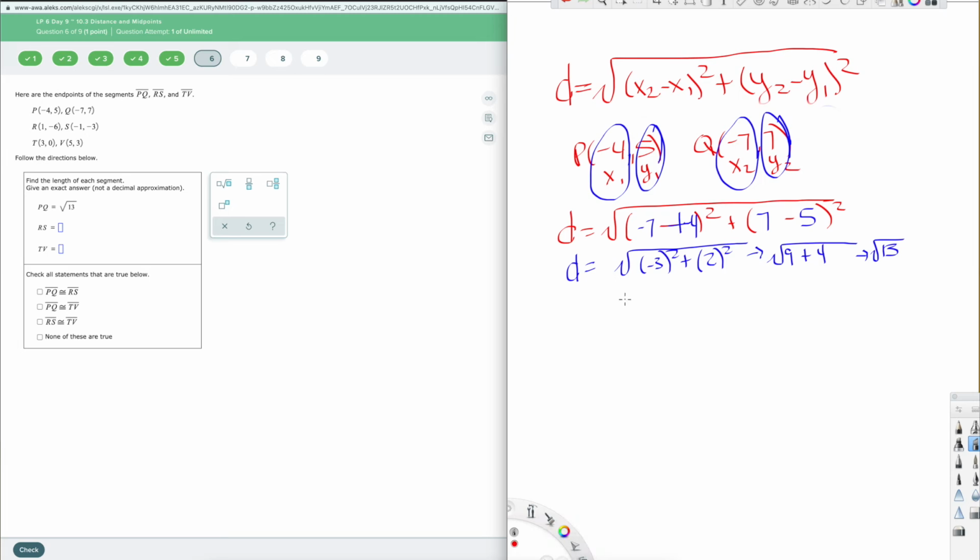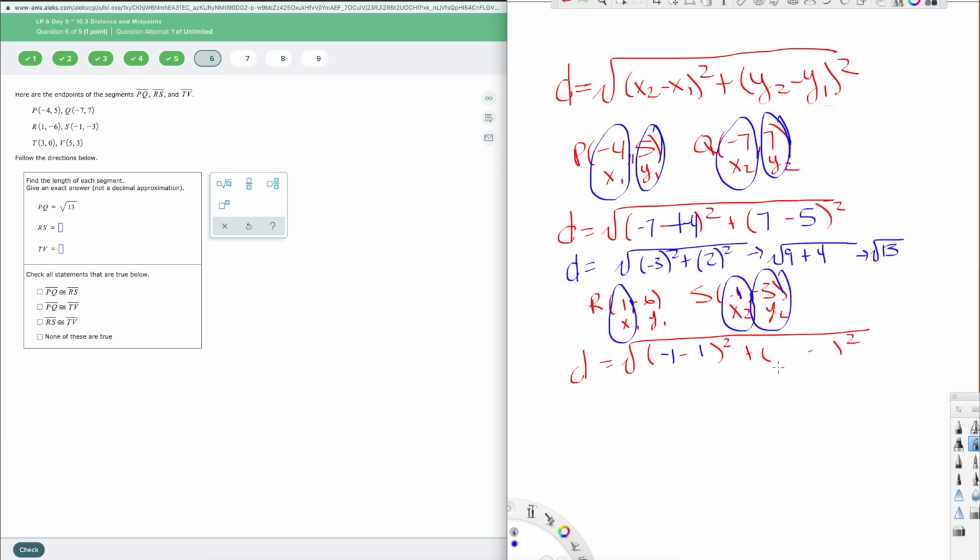All right, so my next one is going to be R and S. Okay, so I have x1, y1, x2, y2, and D equals the square root of the difference of the x's and the difference of the y's. That's the way we say that. So x2 is negative 1, and x1 is 1. y2 is negative 3, and y1 is negative 6. Now I'll simplify. Negative 1 minus 1 is negative 2, because I went one more negative.